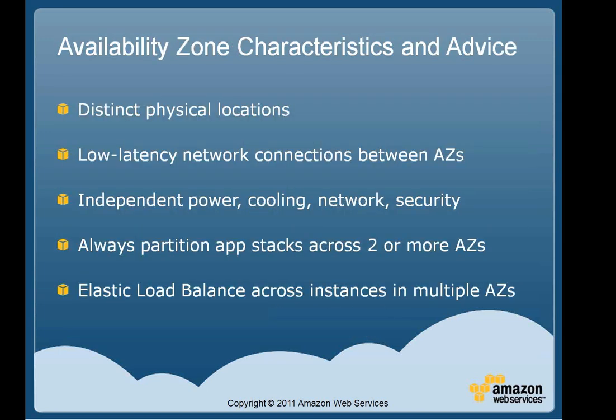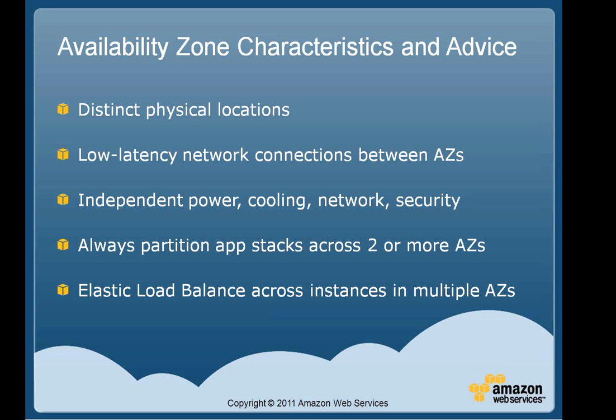So what are the characteristics of availability zones, and what advice do we have to offer? As you might know, availability zones are distinct physical locations. You could think of each AZ in a region as really a separate building or a separate data center. We have low latency network connections between the availability zones in a given region, and each of these AZs has independent power, cooling, network connectivity, and security.